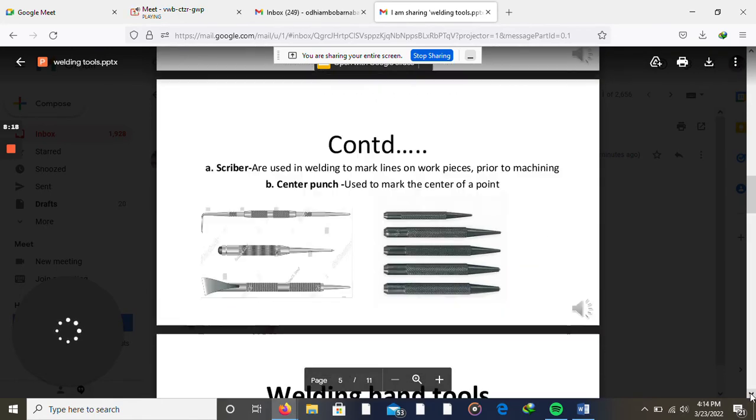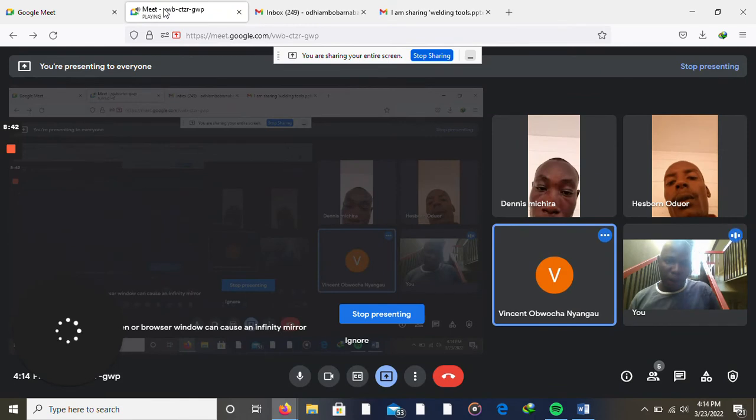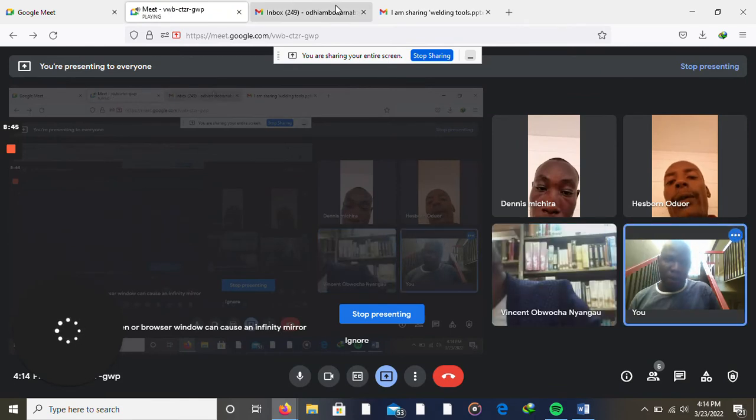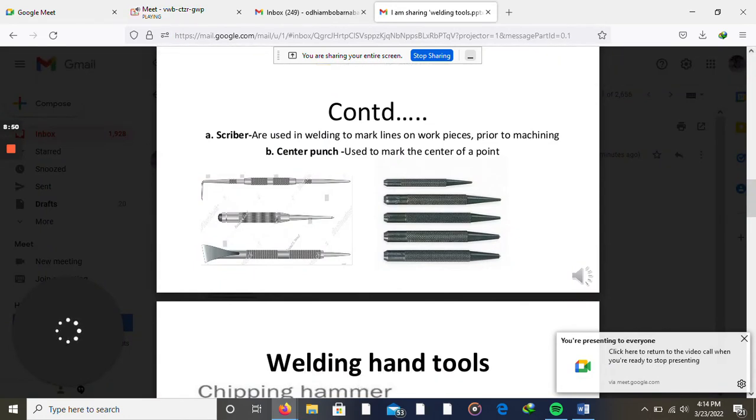So we have in our next slide, are you able to see the next slide? Displaying scribers and center punch. You are able to see. Hello? Are you able to see? Oh, Dennis, okay, I brought it back. Are you able to see the center punches and the continuation of the previous slide?